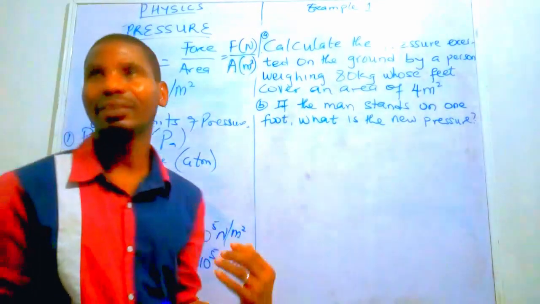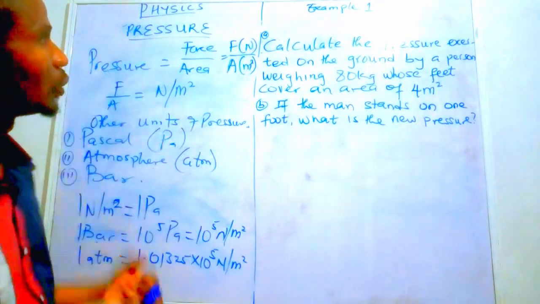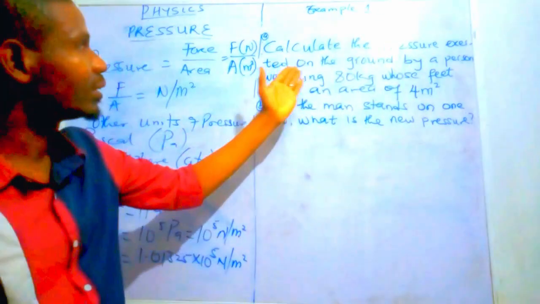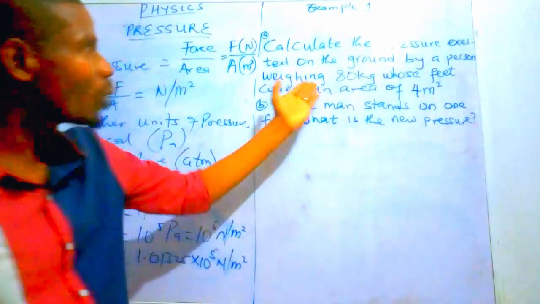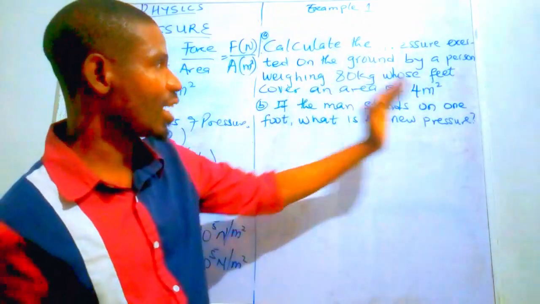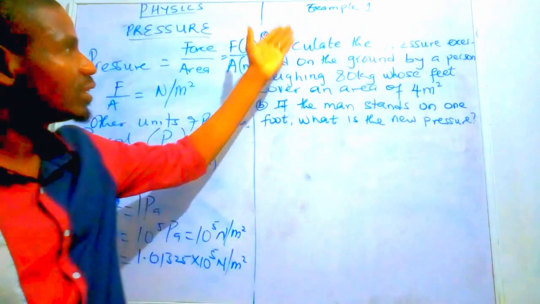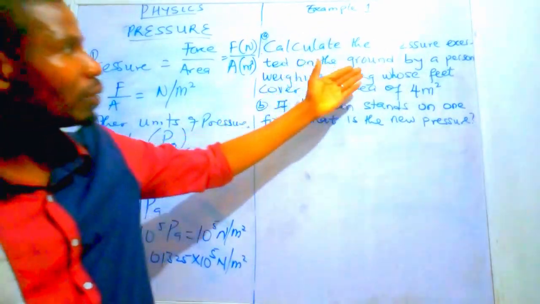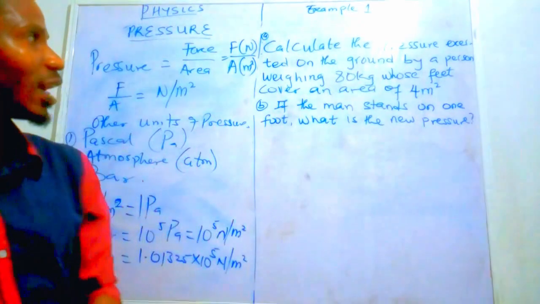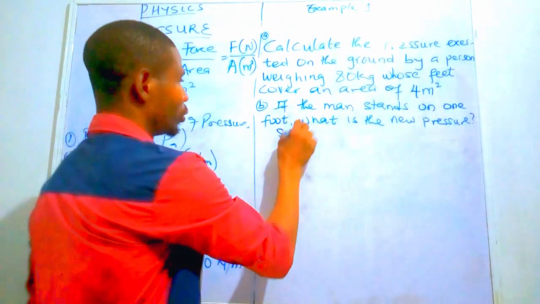Now, let's quickly look at some examples. Let's work an example on the pressure in solid. I have a question here on the board. Calculate the pressure exerted on the ground by a person weighing 80 kilograms whose feet cover an area of 4 meters square. Now, solution.